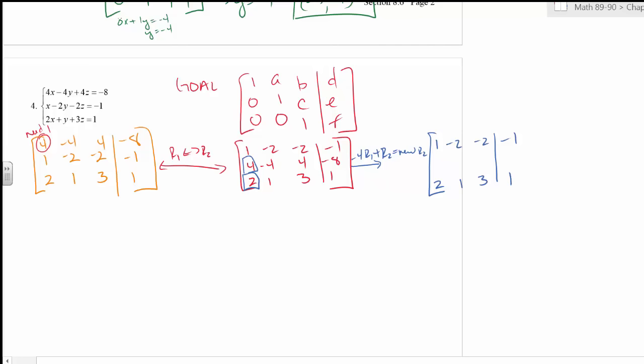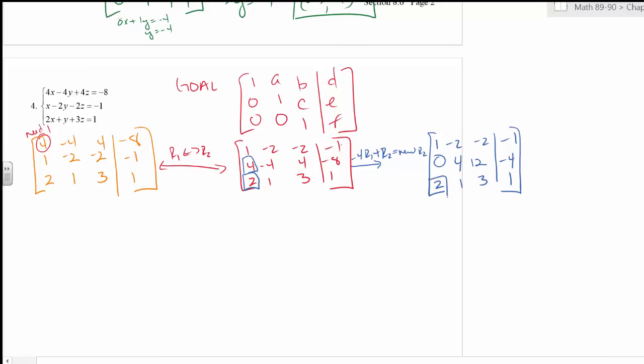So -4 times 1 is -4, added to 4 is 0. -4 times -2 is +8, minus 4 is 4. -4 times -2 is +8, plus 4 is 12. And then -4 times -1 is 4, minus 8 is -4. So notice each step of the way you're housekeeping. So we've got 1, 0.